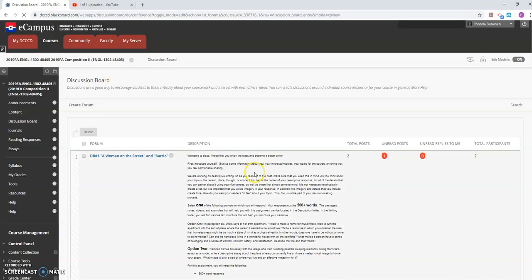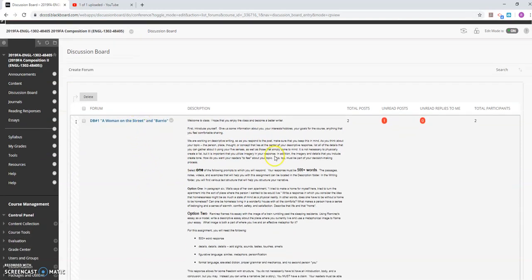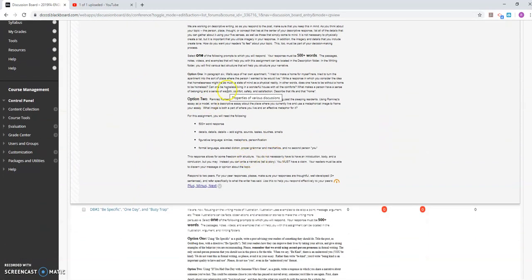Now, let's look at your first assignment. It's the discussion board, and you have two options. One, you could talk about what makes a person have a sense of belonging and warmth. And so you will describe a home, like what's in the home that makes it feel like a home. It makes it feel like a place where you belong. Okay, option two is you would describe a neighborhood in which you live.